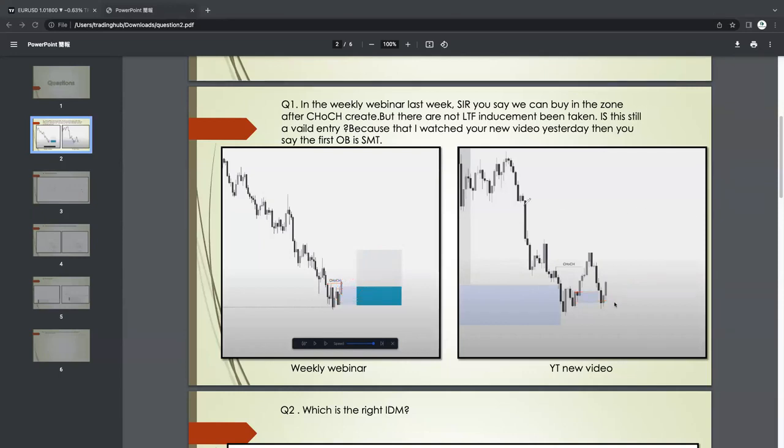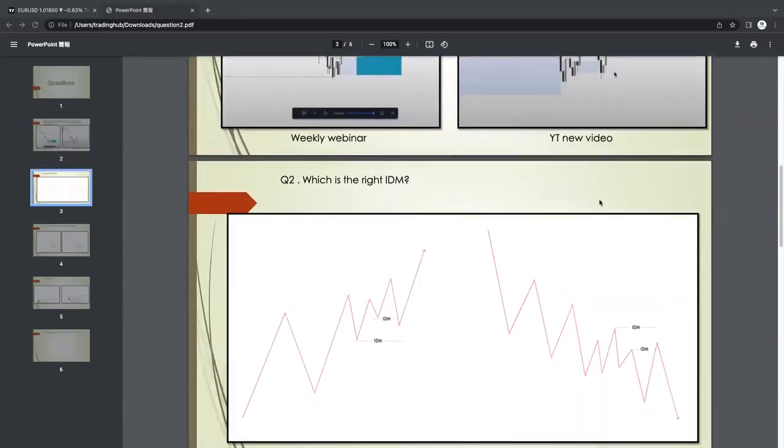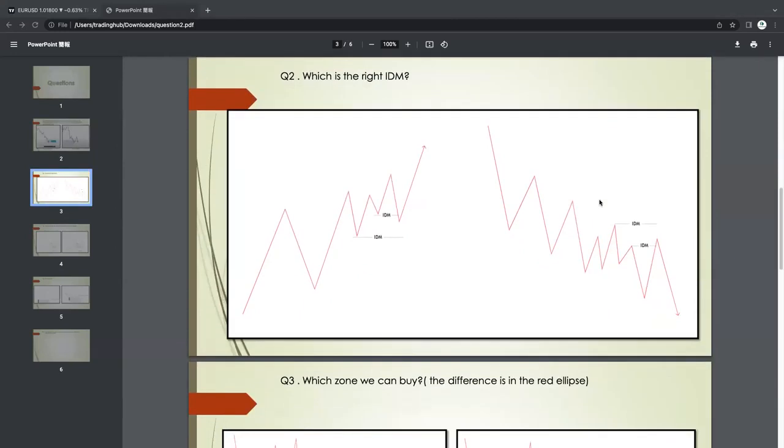Okay. And the next question is, what is the right idea of inducement? Okay. So in this case, IDM is here. IDM means a recent structure.